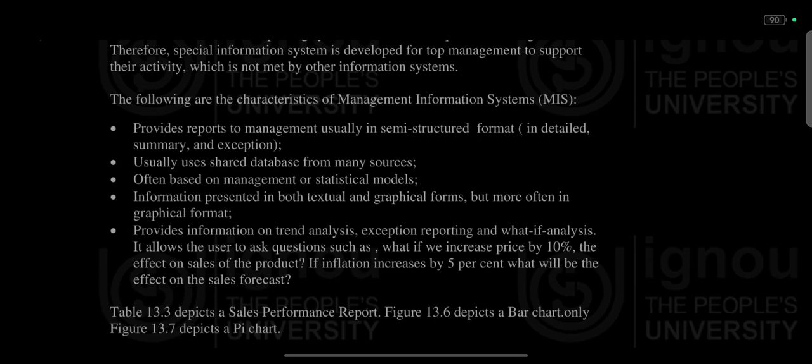The following are the characteristics of Management Information System (MIS). Provides reports to management usually in semi-structured format, in detailed summary and exception. Usually uses shared database from many sources, often based on management or statistical models. Information presented in both textual and graphical form, but more often in graphical format.